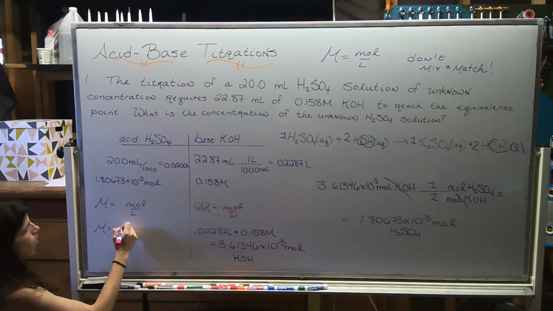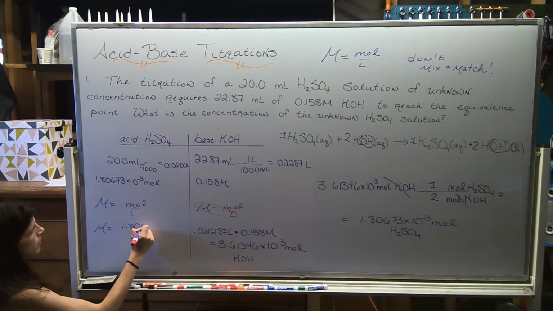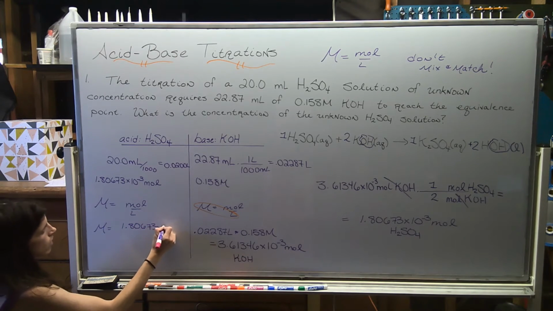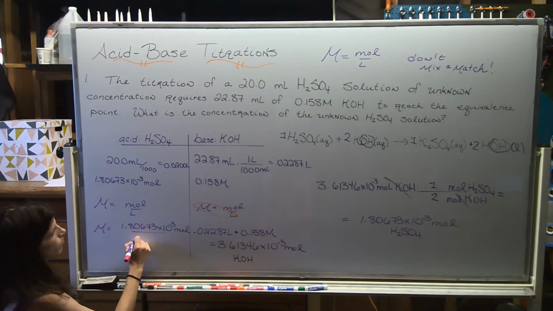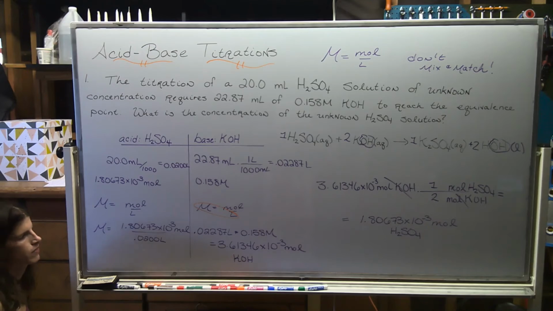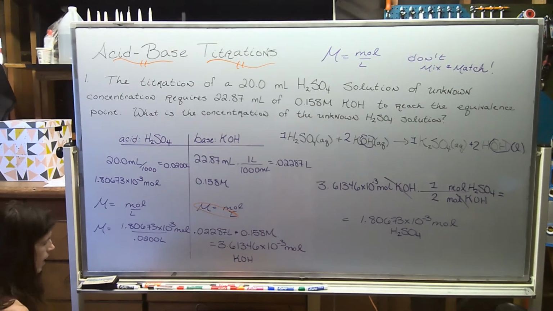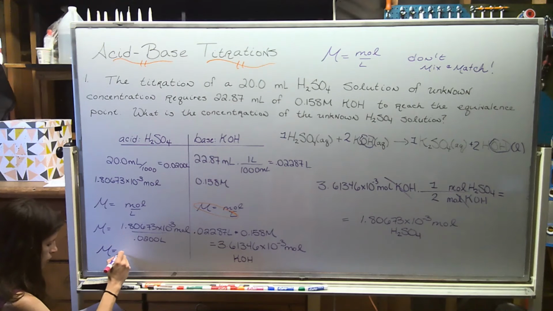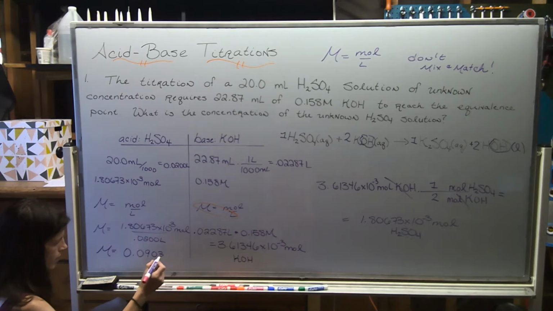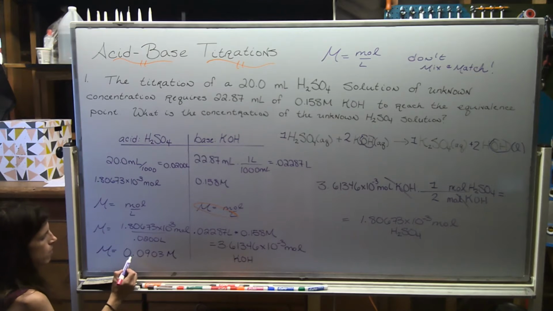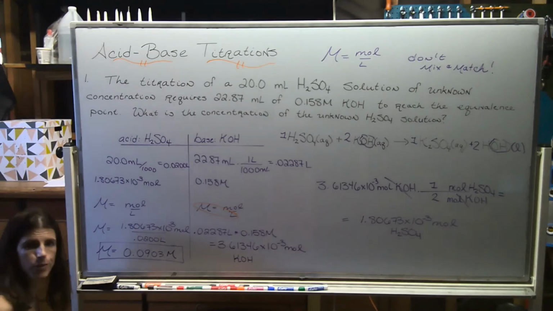So I'm going to take my moles of sulfuric acid that I just calculated using the mole to mole ratio. And then my volume, which we know because when you set up these titrations, you're going to measure a very specific volume. And at that point, I got a molarity for my sulfuric acid of 0.0903365, but we only have 3 sig figs. So I'm going to cut it off at 0.0903 molar. And that's the answer.